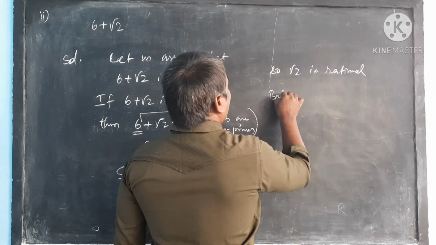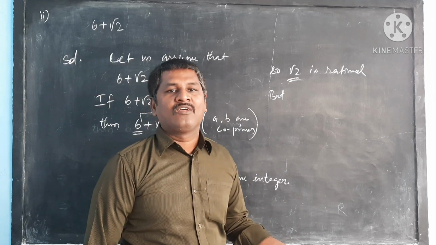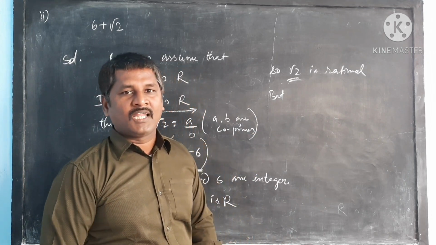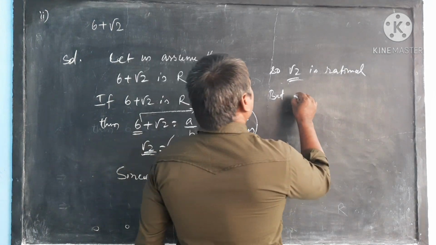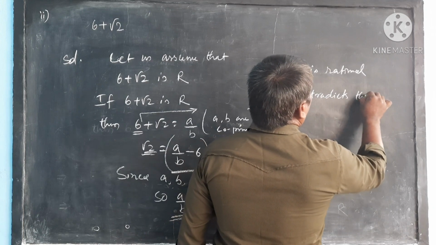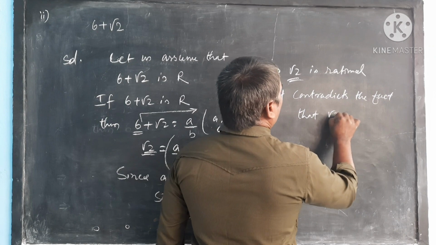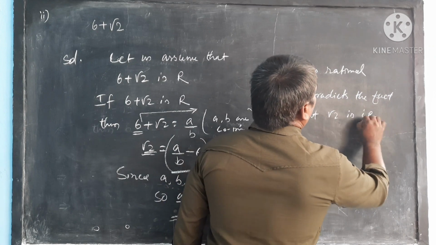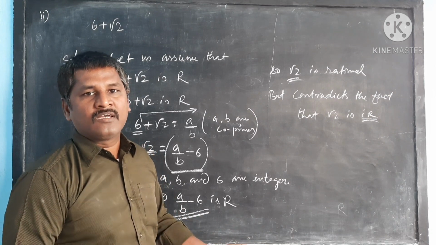But this contradicts the fact that root 2 is irrational. We know that root 2 is irrational. This contradiction has arisen because of our assumption.